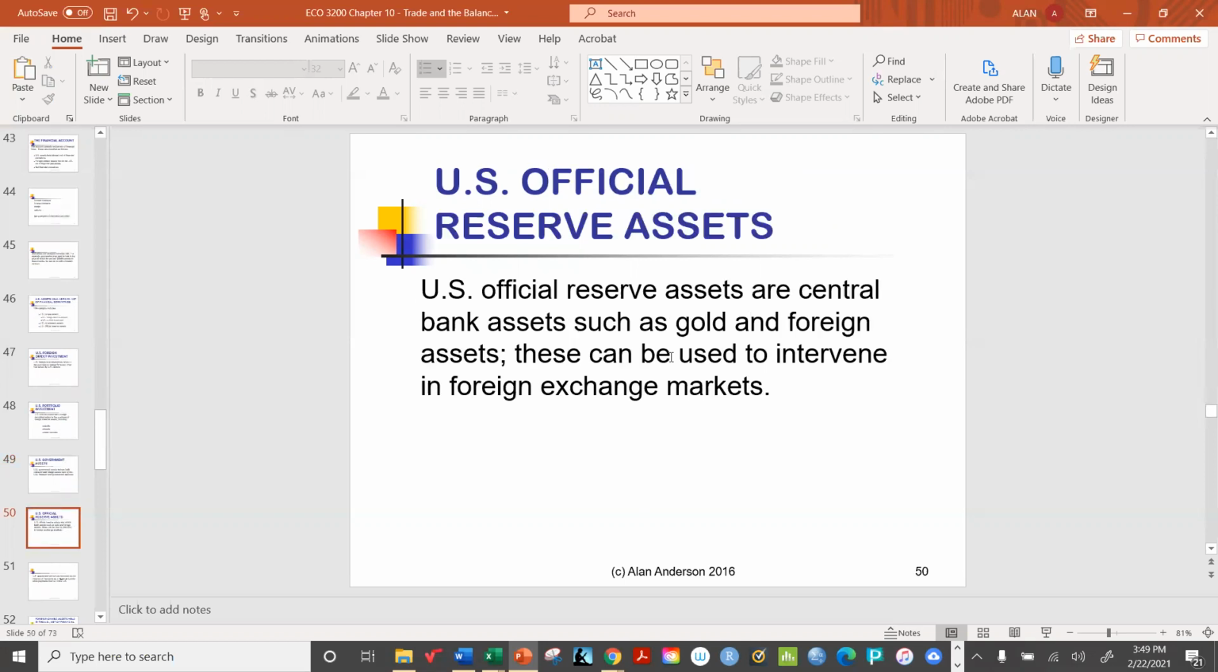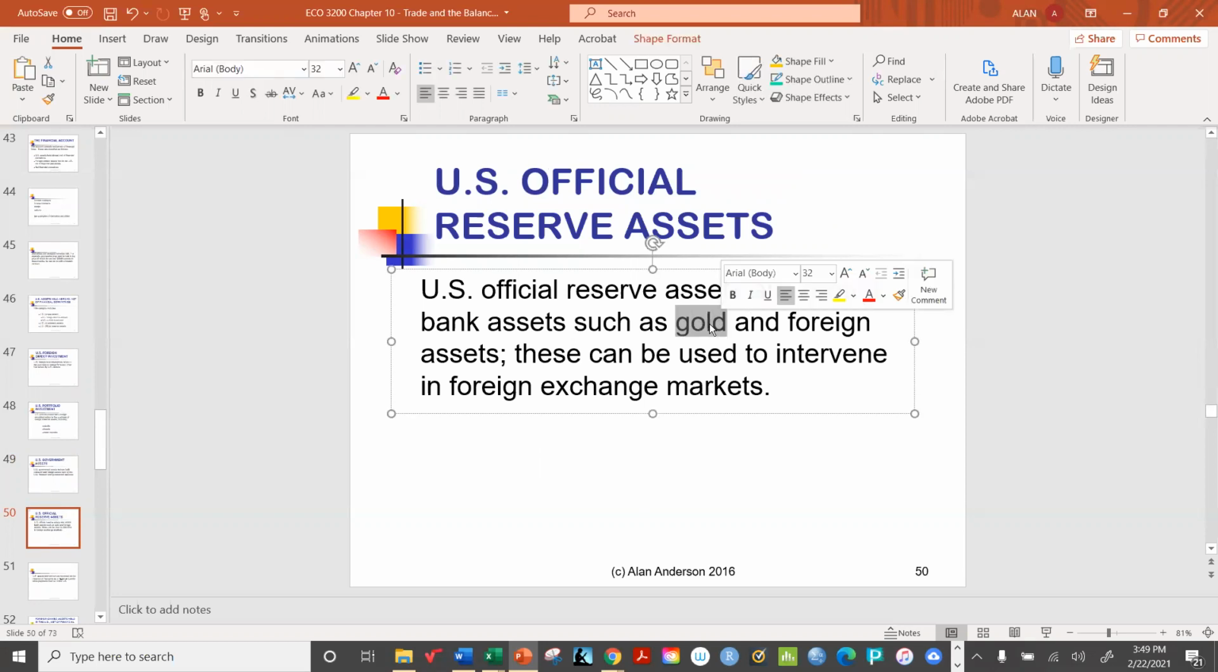And then reserve assets, typically this would be gold, but it could also include foreign currencies as well. In fact, and again, this is something else we'll see later on in the course, the central bank of any country can intervene in foreign exchange markets by either buying or selling foreign currencies to either strengthen or weaken their own currency. And so these are the holdings of those currencies that are needed to do this. We'll see more about that later on too.